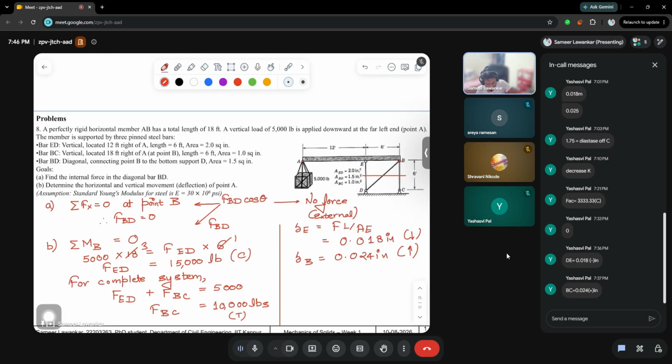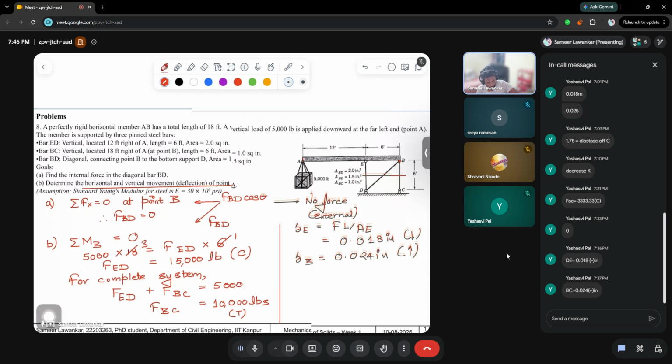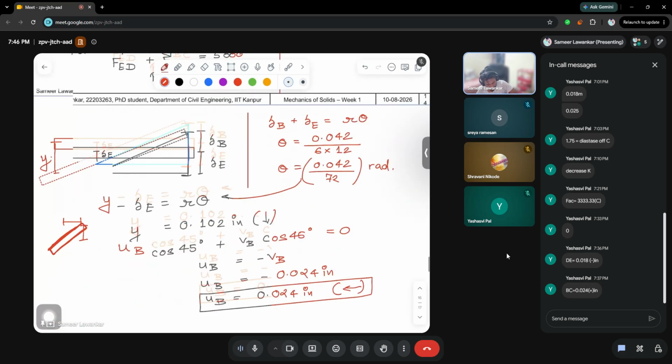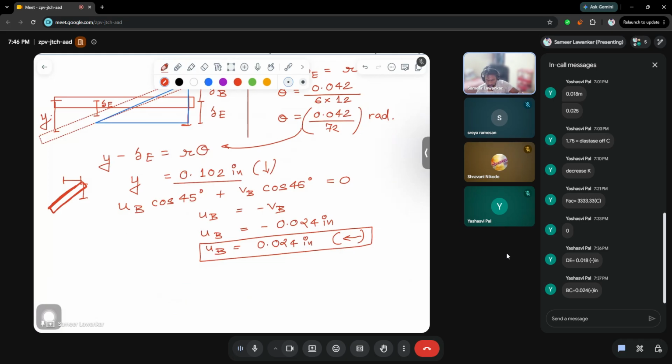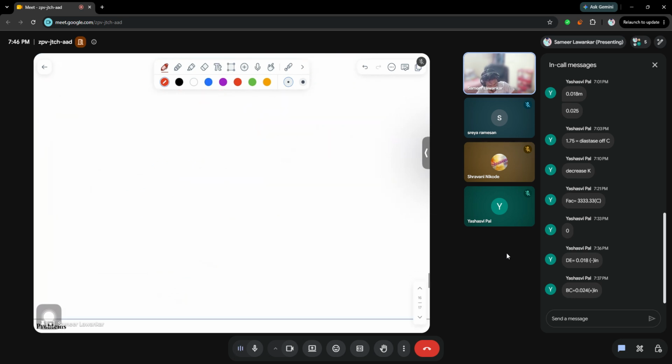The question asked was regarding the determination of horizontal and vertical movement at point A. So we calculated the vertical movement as 0.102 inches in the downward direction and 0.024 inches in the leftward direction. So this is the eighth question. Let's move on to hoop stresses.